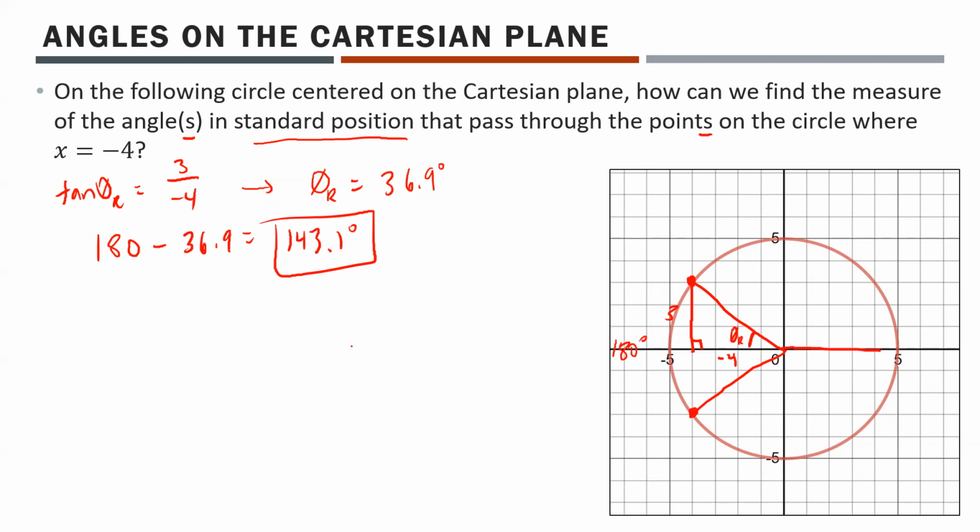So that's one of our angles in standard position that passes through the point where x is -4. However, we have this other one down here, right? We have to deal with this as well. So also set up a right triangle on that one.